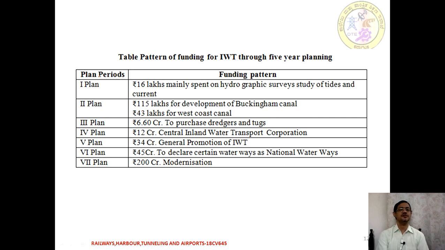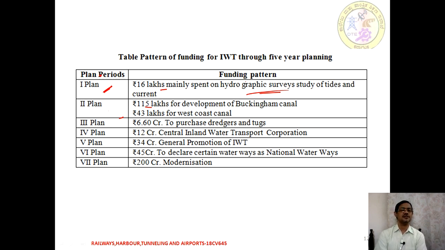Moving on to the first five-year plan, only 16 lakhs were provided, mainly spent on the hydrographic survey, that is, the analysis of currents and the studying of tides. In the second plan, around 115 lakhs of rupees were spent on the Buckingham Canal, and 43 lakhs of rupees on the West Coast Canal.